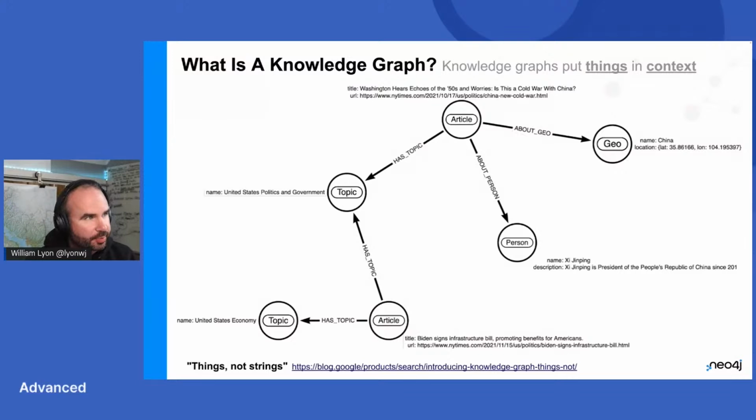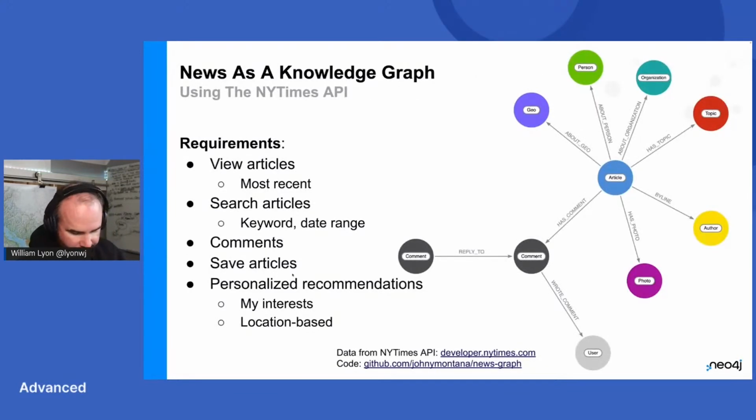So in this example, this is data from New York Times articles. New York Times has an API. So we've loaded some data about articles, about people mentioned in the articles, the geo region. So I have a canonical representation of these things now. So when I have a new article about US politics and government, I know that I need to attach that to the US politics and government topic node. And that helps me contextualize the data that I'm working with.